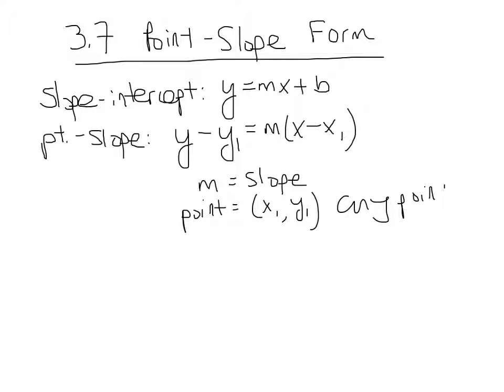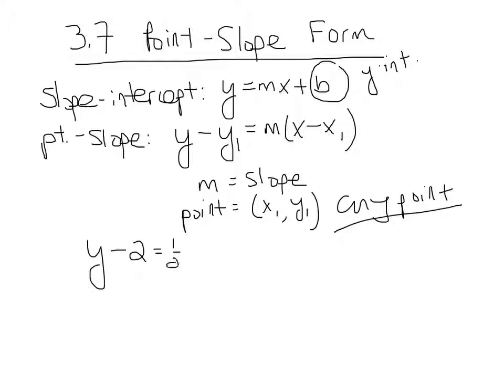unlike our equation from 3.6, where the point that we know has to be the y-intercept. The point that the point-slope line passes through can be any point on the graph. For example, if we have the equation y minus 2 equals 1/2 times x minus 4, we know that the slope of this line, m, is, that's right, 1/2, and a random point, not necessarily the y-intercept, that the line passes through is the point x sub 1, y sub 1.